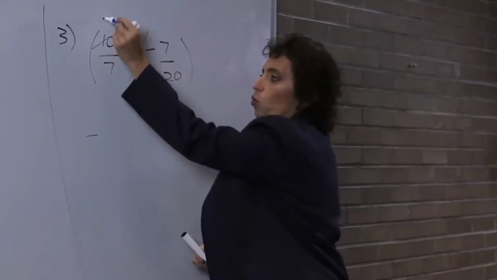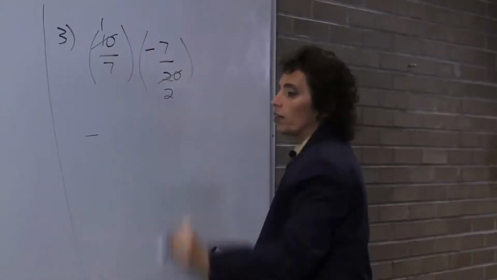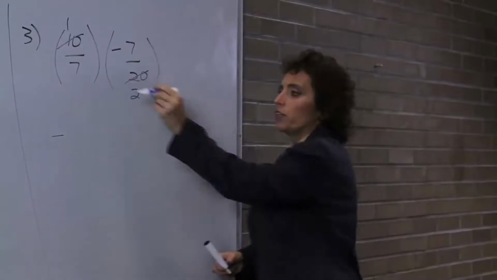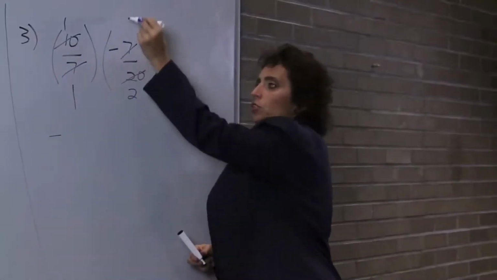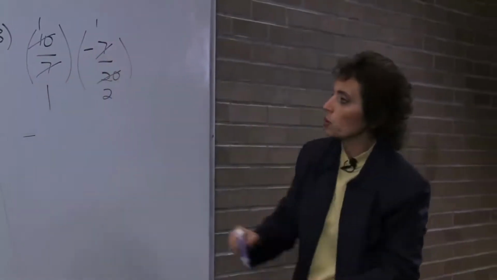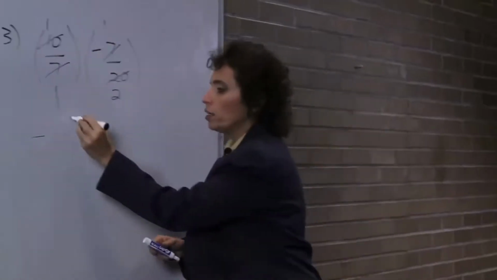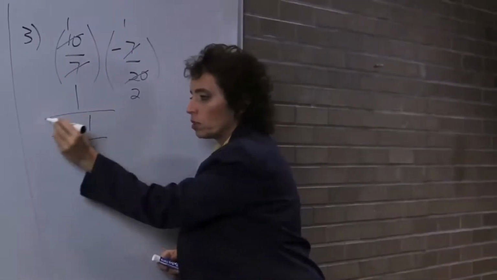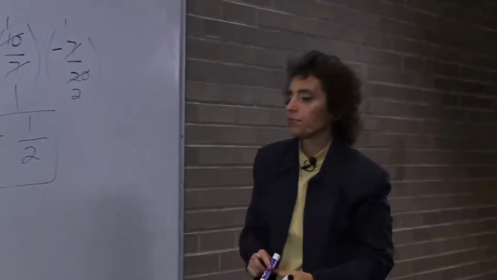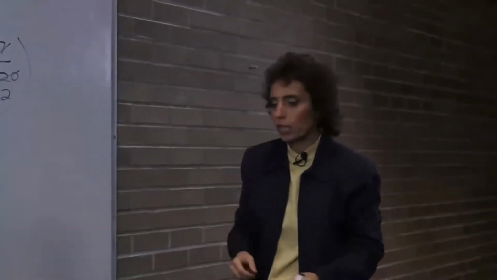10 goes into 10 once. 10 goes into 20 twice. Okay, 7 goes into 7 once. 7 goes into 7 once. And then we just multiply. 1 times 1 is 1. 1 times 2 is 2. So that's -1/2. All right? 1 left.